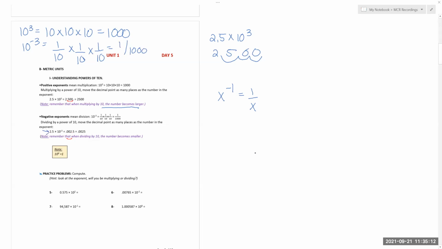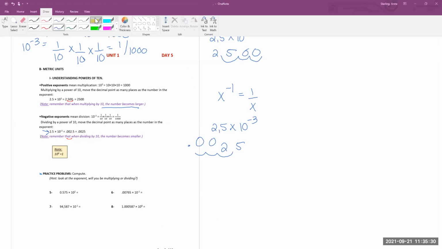So if I take my example, which is 2.5 times 10 to the negative 3, that's moving that decimal 1, 2, 3 to make it smaller. And I've got that detailed below. So again, it works on powers of 10 and moving the decimal.